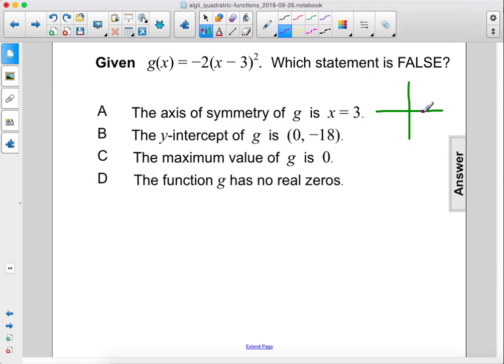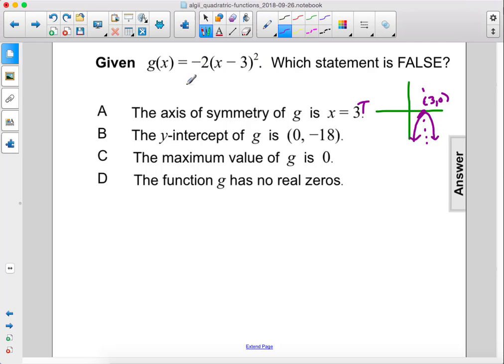So our vertex is going to be over here at (3, 0), and we're going to have a little parabola just like that. A, the axis of symmetry is x equals 3. That is true. So once you figure out where the vertex is, you know that that is where the axis of symmetry is.